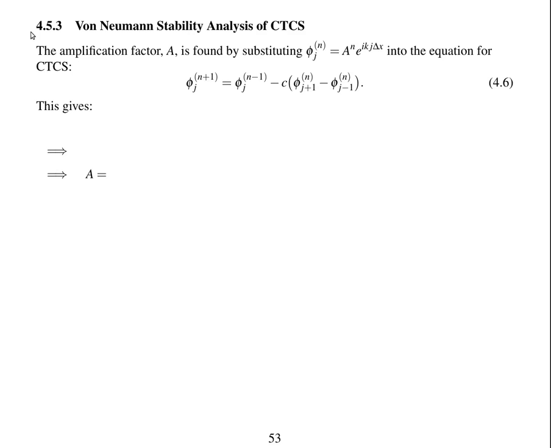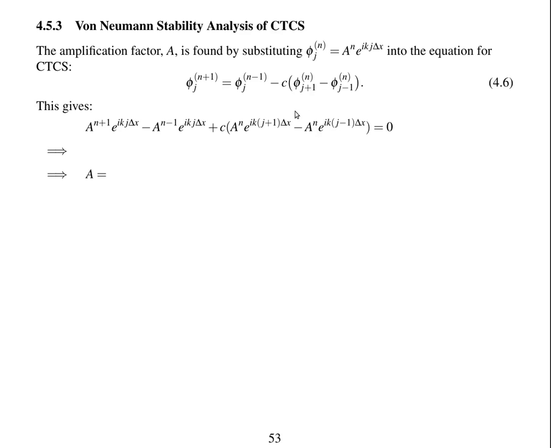I'm now going to show you Von Neumann stability analysis of the centred in time, centred in space linear advection scheme. We find the amplification factor A by substituting in phi equals A to the power n e to the power ikj delta x into the equation for CTCS. Here is the equation for CTCS. So try and stay one step ahead, try and do these steps before I do, pause the video if necessary, and substitute that in, which gives this equation.